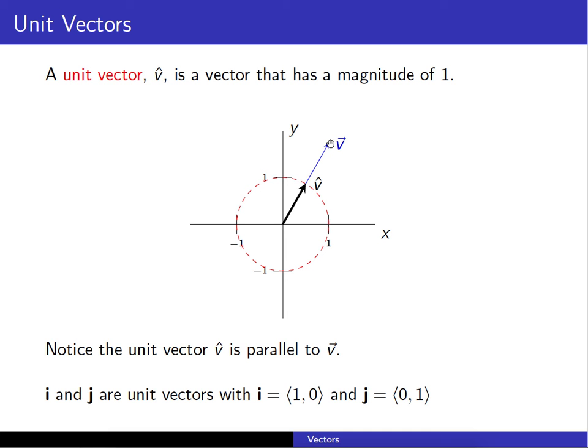So maybe this has the components 1 and 2 for our original vector here in blue. Well, a unit vector is going to be parallel to the original vector. So they're both pointing the same direction, so they're parallel. But the unit vector here, which I have in a bolder arrow, has a magnitude of 1. And as we can see around this circle, the length of this unit vector is going to be 1.